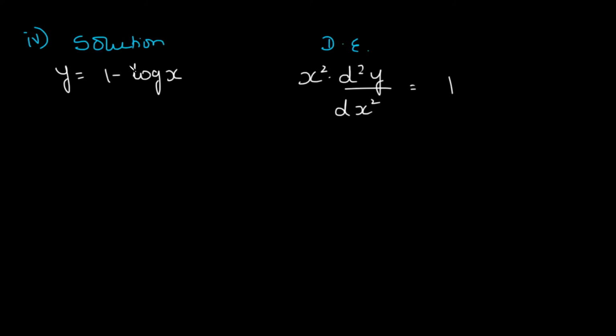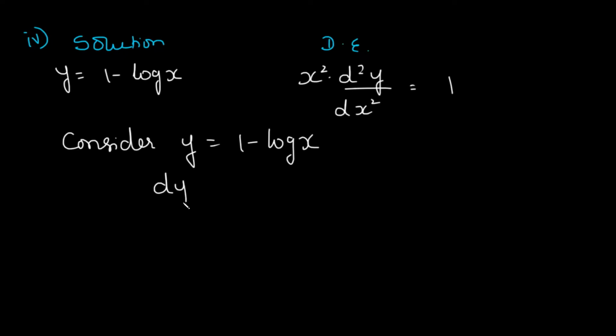In the next question, the solution given is y is equal to 1 minus log x, and the differential equation is x square d2y by dx2 is equal to 1. So first we go on to find out what is dy by dx. Consider y is equal to 1 minus log x. We need dy by dx first, and then we can find d2y by dx2.